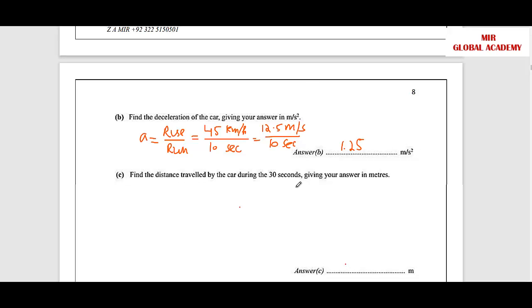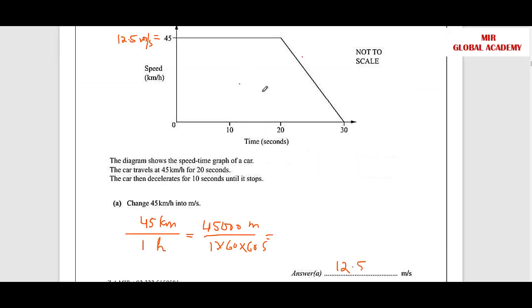Find the distance traveled by the car during 30 seconds, giving your answer in meters. Distance traveled is basically the area under the graph in a speed time graph. The shape of the graph is a trapezium, so we have to find the area of this trapezium, which is 1/2 into height into sum of the parallel sides. The height is this much, 45 km per hour.